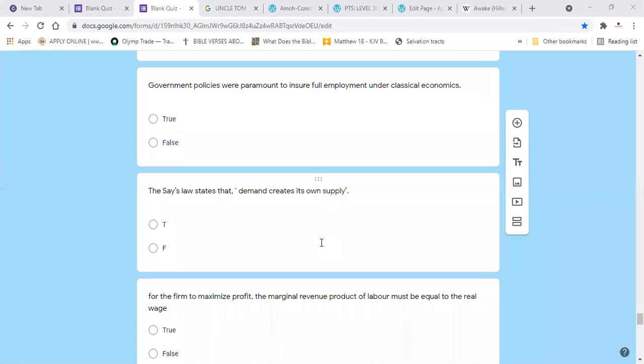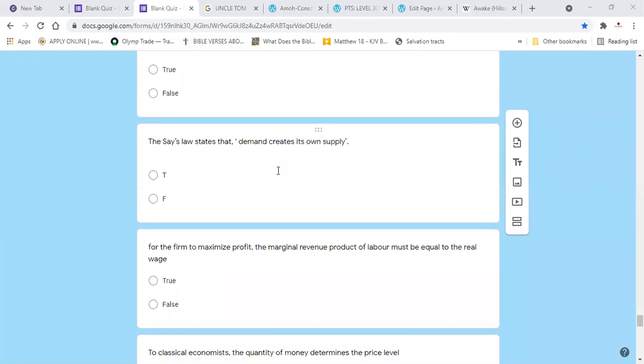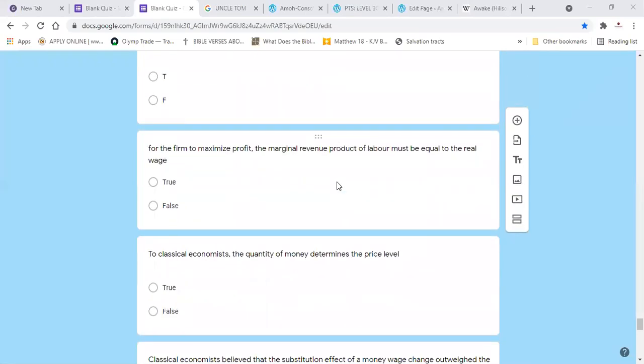Say's law states that demand creates its own supply. True or false? False. Very good. It's supply that rather creates demand. So don't allow yourself to be deceived. It's supply that creates demand, not demand that creates supply.